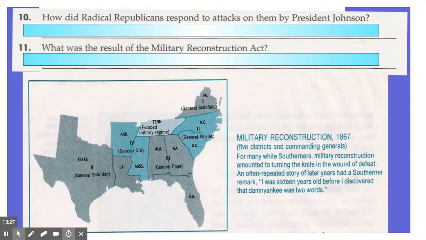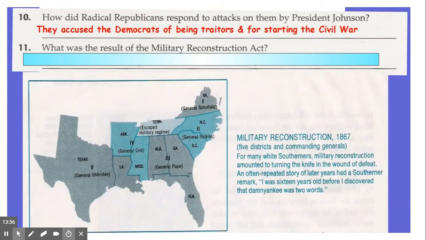But Lincoln saw this as an opportunity of making it easier to reunite the nation, not knowing that he would be assassinated. So radical Republicans basically accused the Democrats of being traitors and for having started the Civil War. And since Johnson was a Democrat, he was seen as a traitor, and he was seen as being responsible for starting the war, even though this guy remained loyal to the Union. He is attacked and vilified.